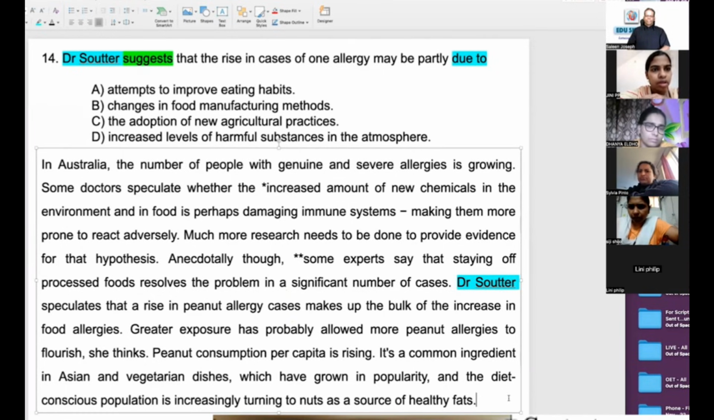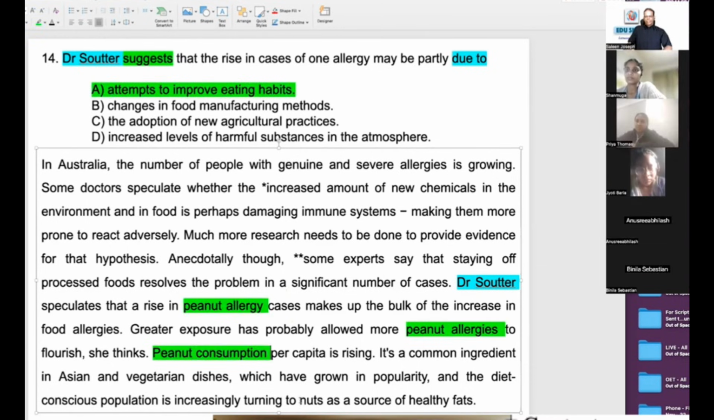Anecdotally though, some experts say that staying off processed foods resolves the problem in a significant number of cases. Dr. Suter speculates that a rise in peanut allergy cases makes up the bulk of the increase in food allergies. Greater exposure has probably allowed more peanut allergies to flourish, she thinks. Peanut consumption per capita is rising. It's a common ingredient in Asian and vegetarian dishes, which have grown in popularity, and the diet-conscious population is increasingly turning to nuts as a source of healthy fats.